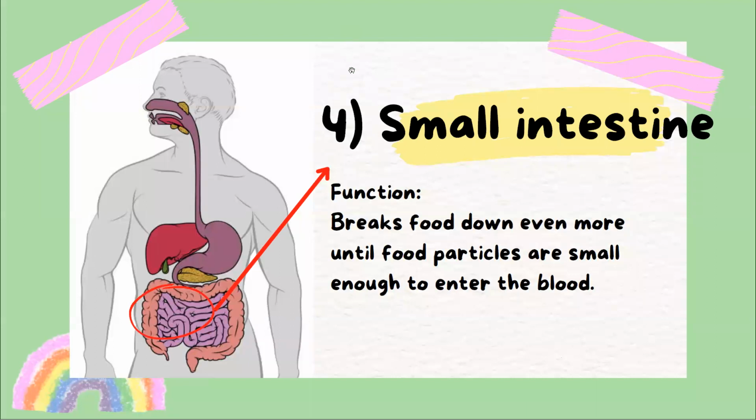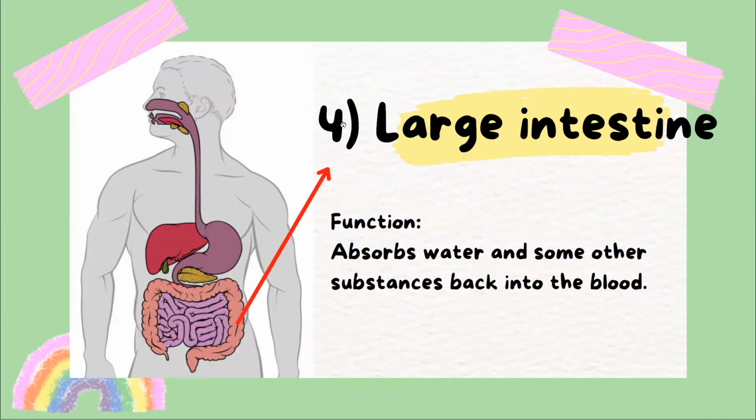Let's go on to the next part. After the small intestine, where does it go? Very good. It goes into the large intestine. The large intestine absorbs water. I've always told this in class. Without the large intestine, our feces would look so watery, like diarrhea. So it absorbs water and some other substances back into the blood.